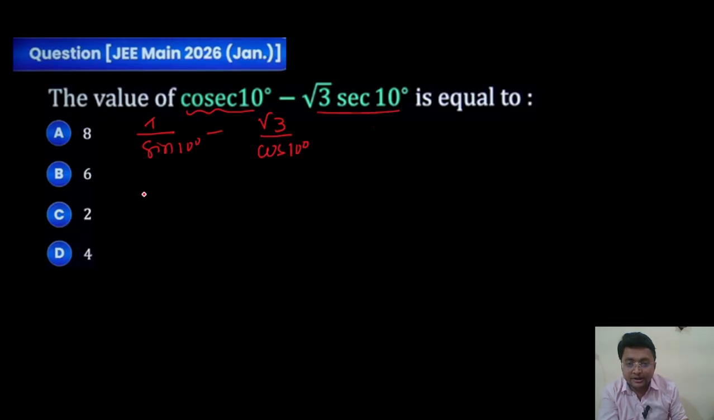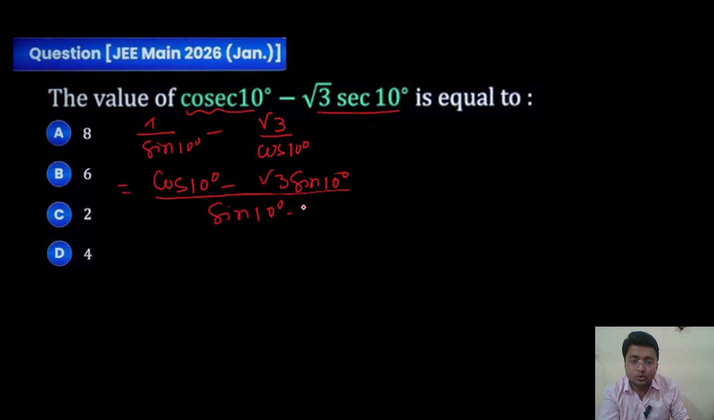And you just simplify here. So what are we going to get here? Cos 10 degree minus root 3 sine 10 degree, divided by sine 10 degree into cos 10 degree.